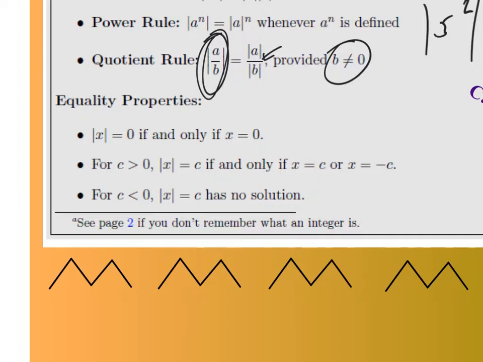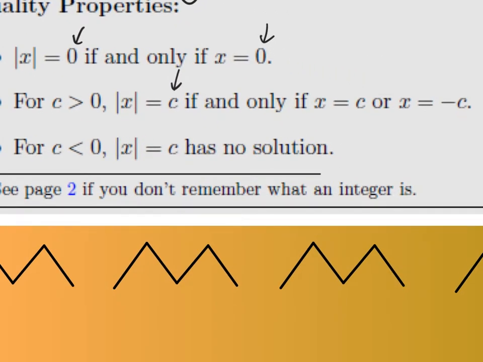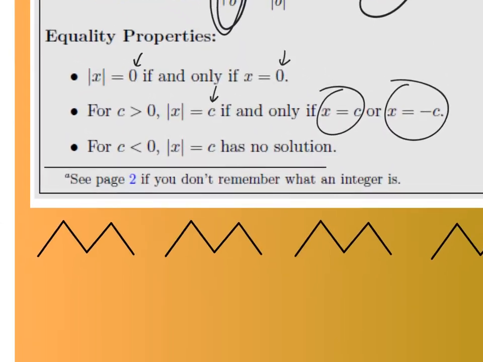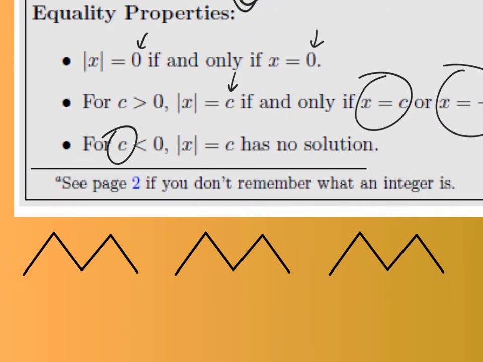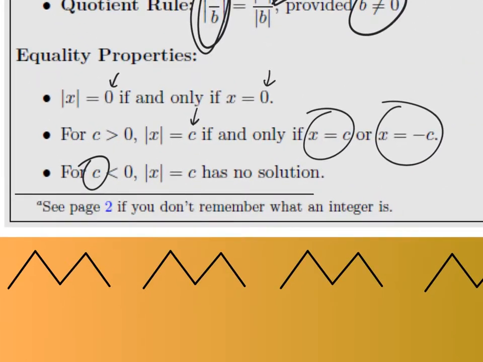All right. And what are some other properties? This can be 0 if and only if x is 0. It seems pretty obvious, but mathematicians are really careful to define everything. So they had to cover equals 0. But then how about, can it be a positive answer? Yes. Then x is c and negative c. That's what we've been doing all along. But wait, this last case. What if c, which is no solution?